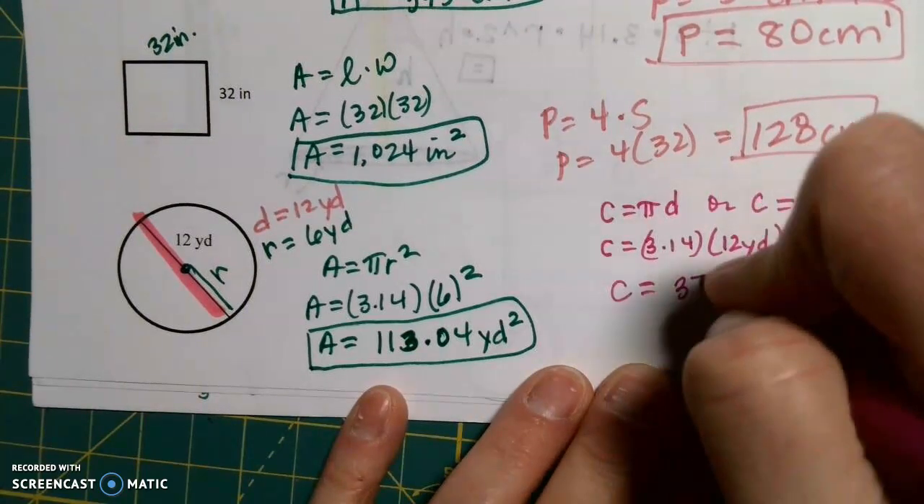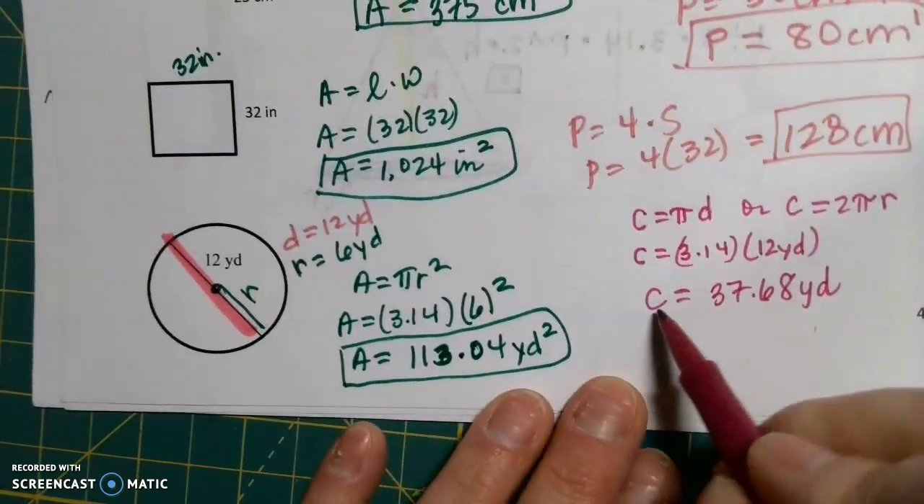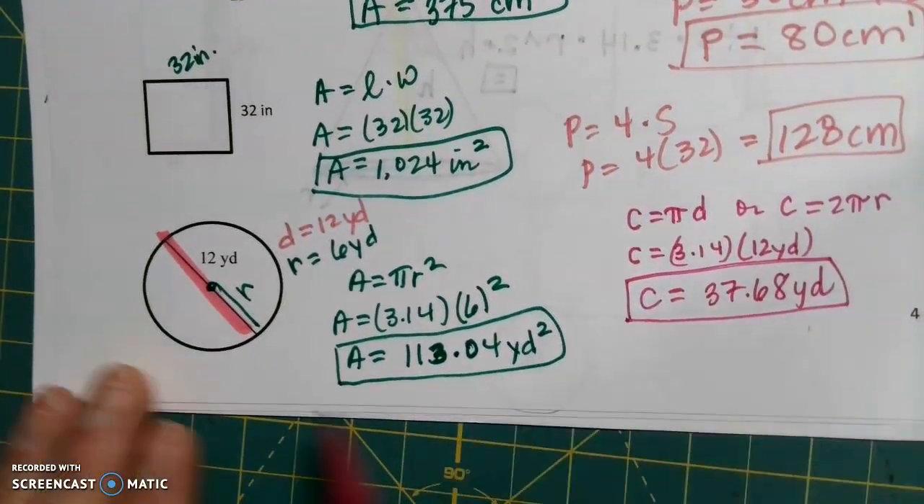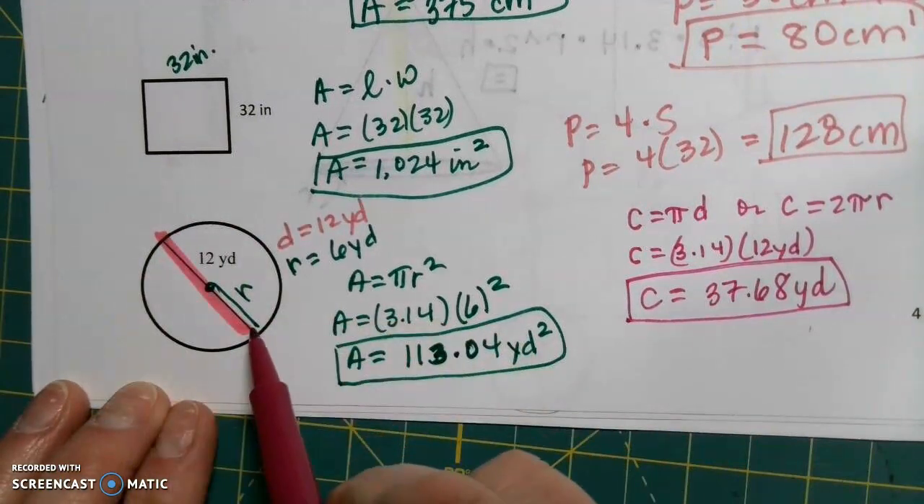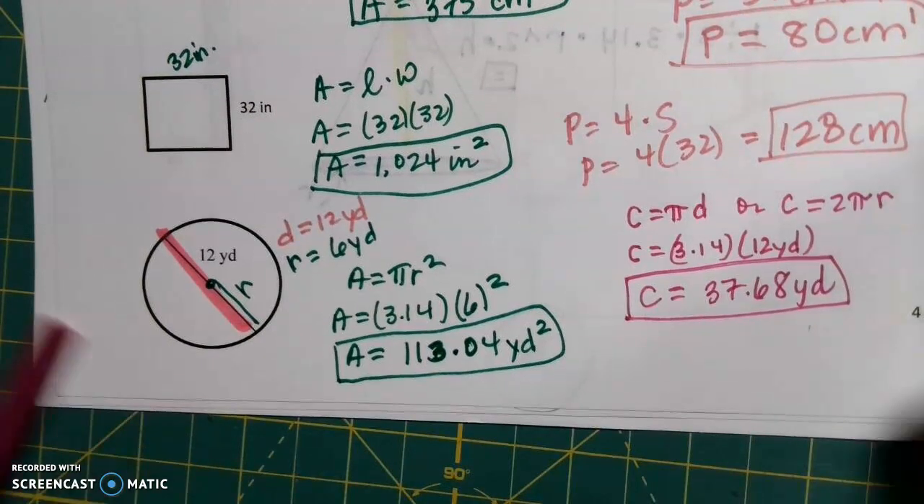And that's going to give us 37.68 yards. And not squared, right? We're just figuring out how far to walk around the circular path. And we figured distances that we walk in yards or feet or centimeters or inches or whichever of those.